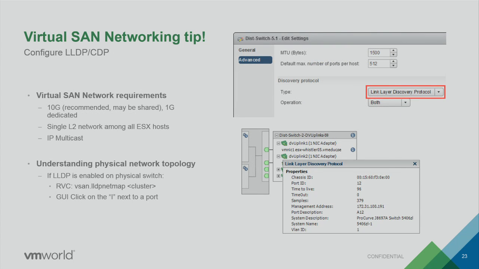One other thing is in your environment, and your network guys should know what this is, turn on LLDP or CDP. So either Link Layer Discovery Protocol or Cisco Discovery Protocol. By default, it's just on for CDP on a standard switch. I've got the actual screen of what it looks like, and make sure you turn it on for both send and receive.